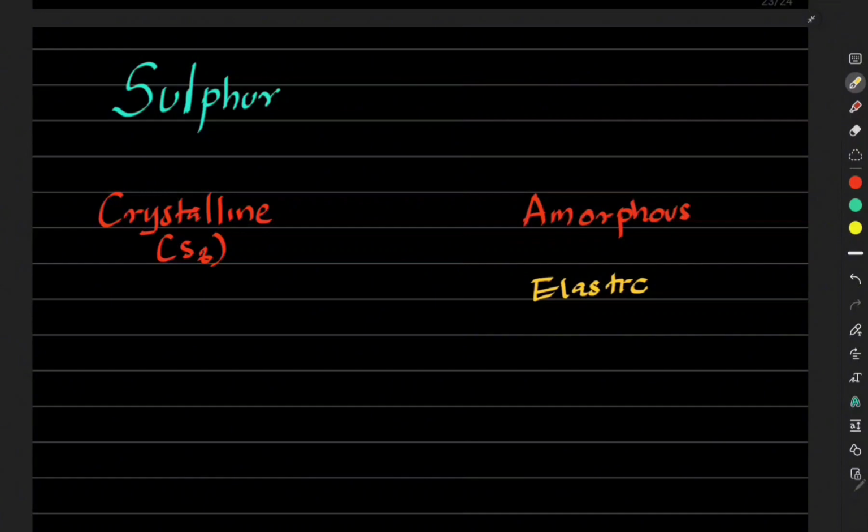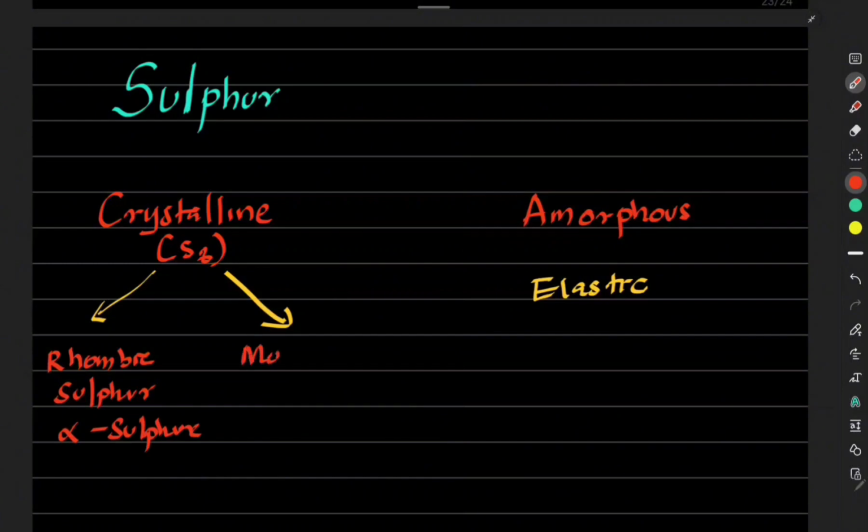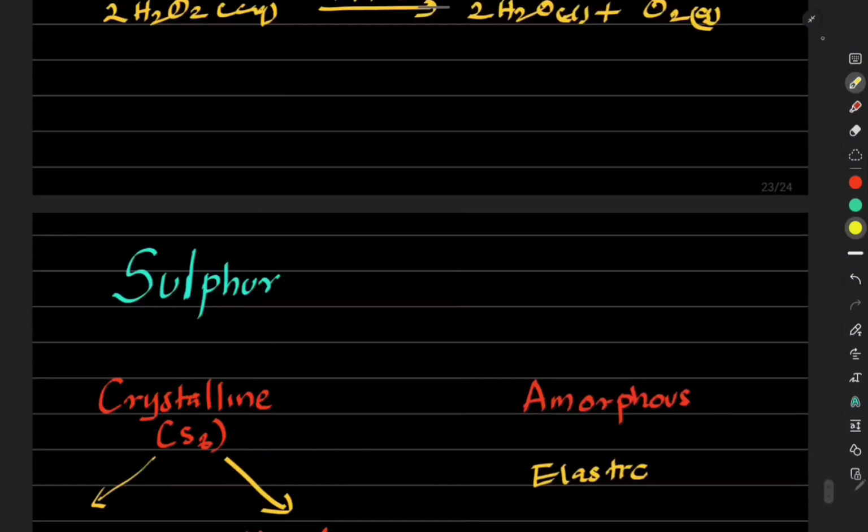Crystalline sulfur has two types: rhombic sulfur, which is alpha sulfur, and monoclinic sulfur, which is beta sulfur. Sulfur loves to form single bonds rather than double bonds. They form single bonds with their own atoms.